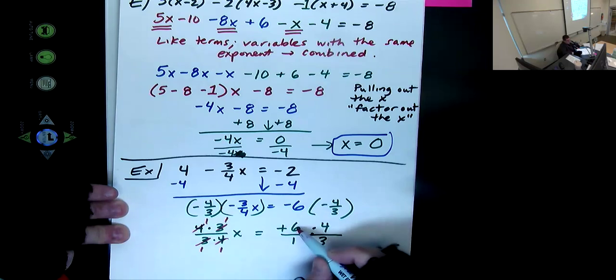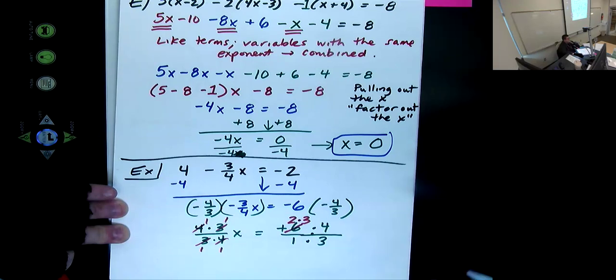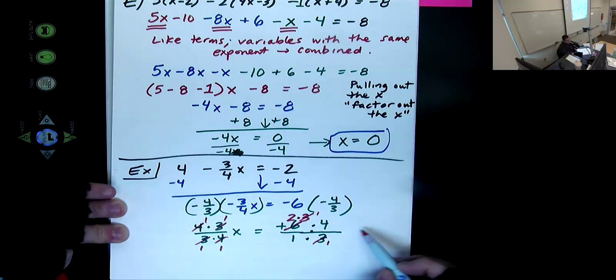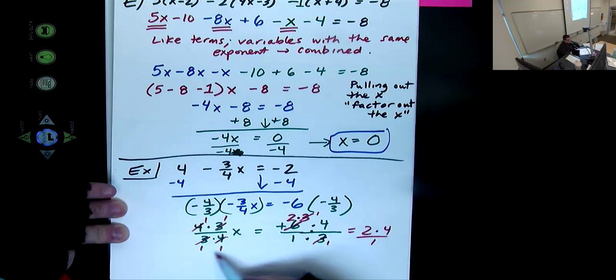I could simplify this here a little bit before doing it. 6 is 2 times 3, and then cancel out a 3. So I'm just left with 2 times 4 on top over here. The left side is just x because all the numbers went away, which is by design. That's why we did it. And the right side is 2 times 4/1. 8/1 is 8.